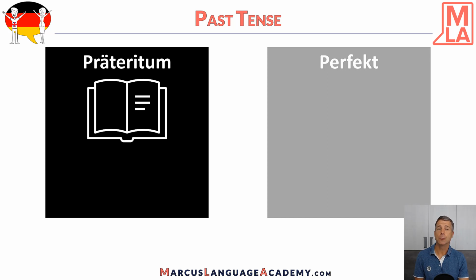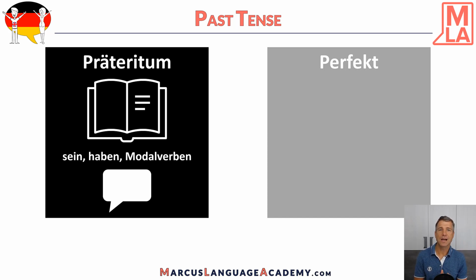Präteritum we actually use when we read a book, so it's the written language. And as well we use it with the verbs sein, haben and the modal verbs. So when we speak, we also use Präteritum for those verbs. But for everything else in the written language we would use Präteritum. So it's a little bit different to English, where we depend on the situation. Here it's more like a style.